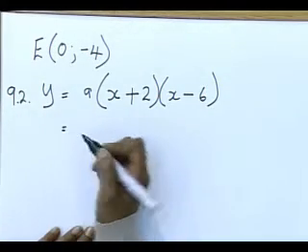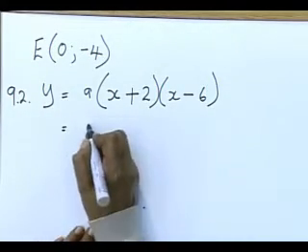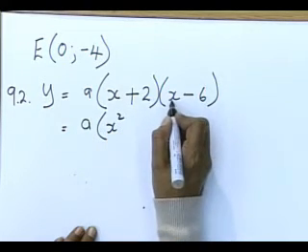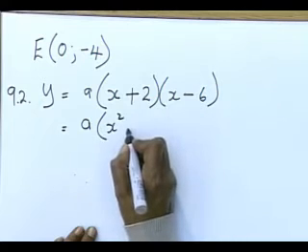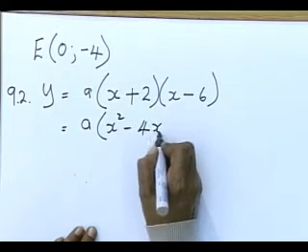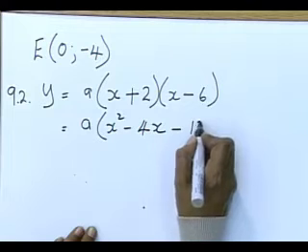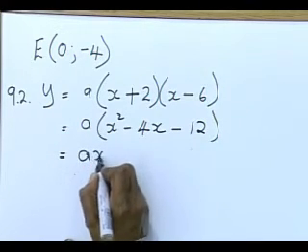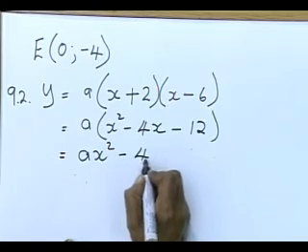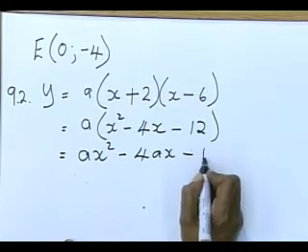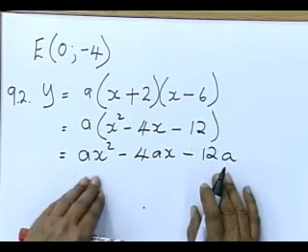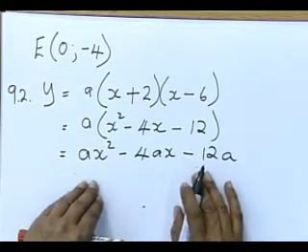What I need to do now is just multiply out, and I keep a in front. x squared plus 2x minus 6x gives me minus 4x, minus 12. Not done yet. ax squared minus 4ax minus 12a. I can't do anything further here, so I'm going to look for a point on the graph that I can substitute.